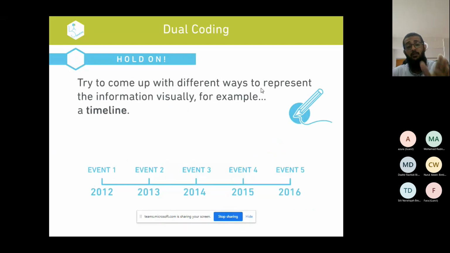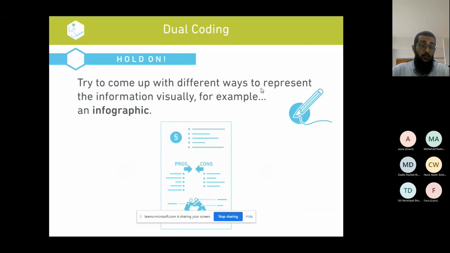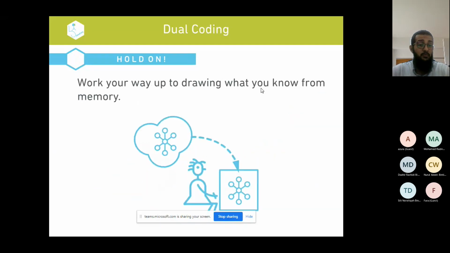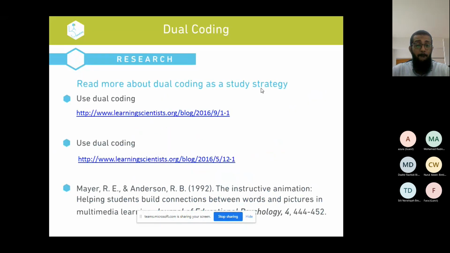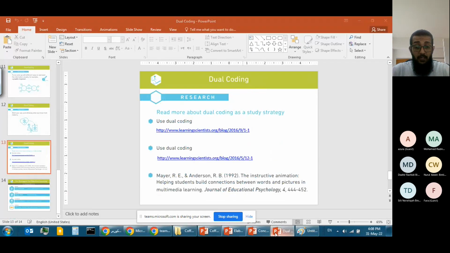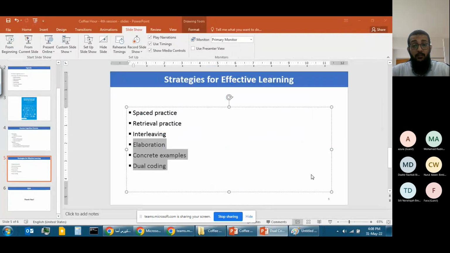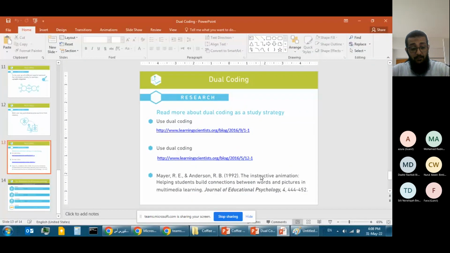So for example, you read about events that happen in chronological order. Probably you can visualize it using a timeline, or using a cartoon drawing, or some infographic, or using some scientific diagram like this one, or using some graph. So that's it, guys. I hope this is a very short summary of what we have said. So what we talked about is the following.